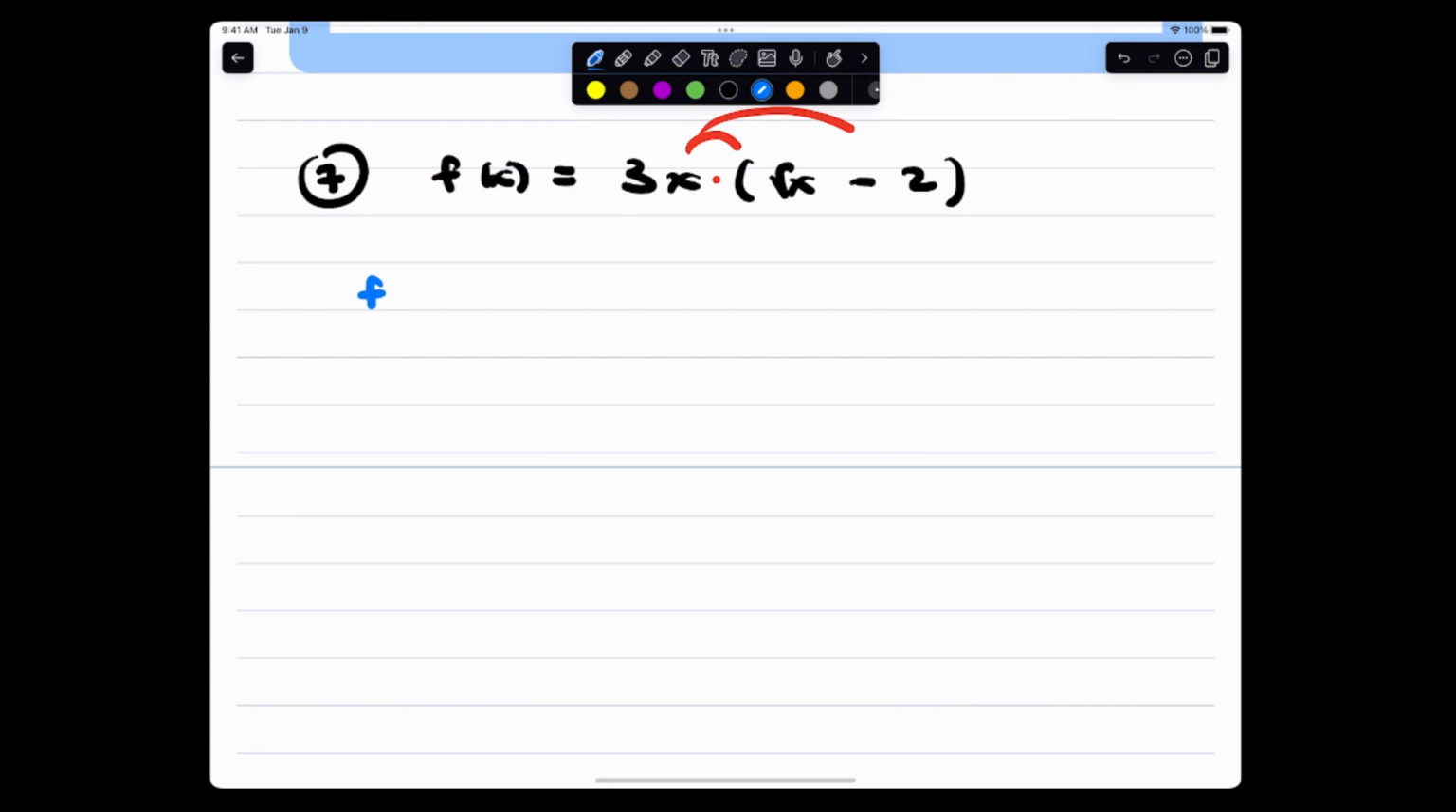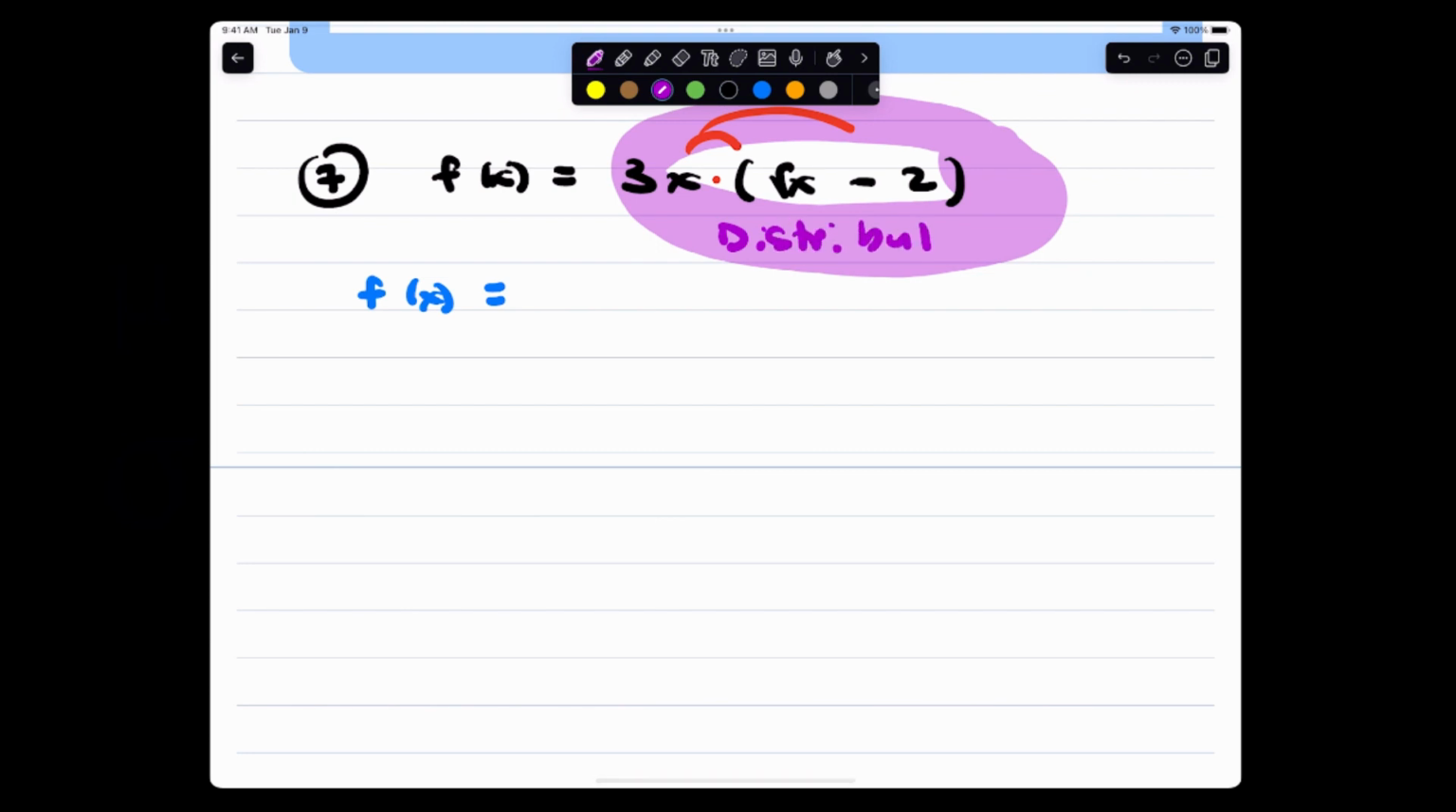Be thankful for antiderivatives. Remember, there's no product rule. So you're going to have to use some algebra here. What am I saying? Distributive property. So distribute. Okay.